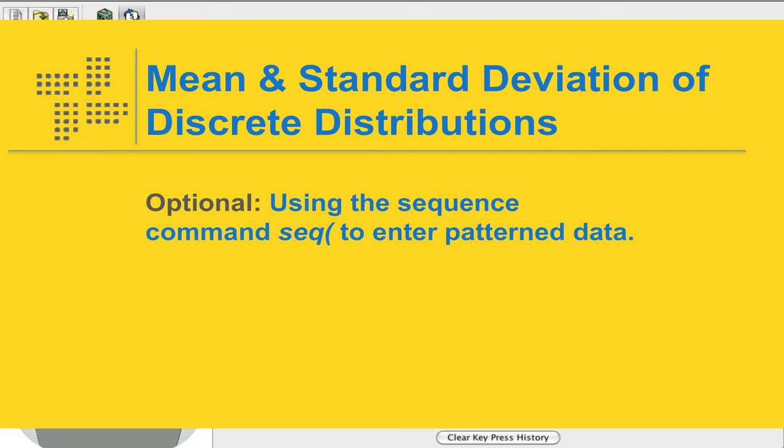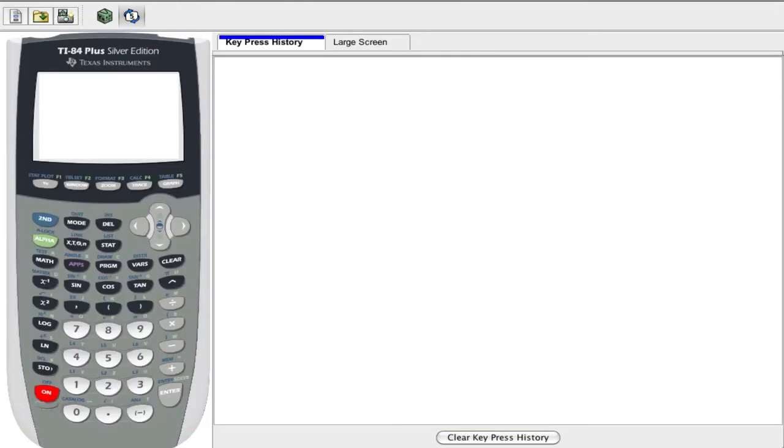Okay, this movie is going to demonstrate how to find the mean and standard deviation of a discrete probability distribution. Also, towards the end, we'll go over how to use an optional sequence command to enter in pattern data. The information we're going to look at are APGAR scores from a particular hospital.